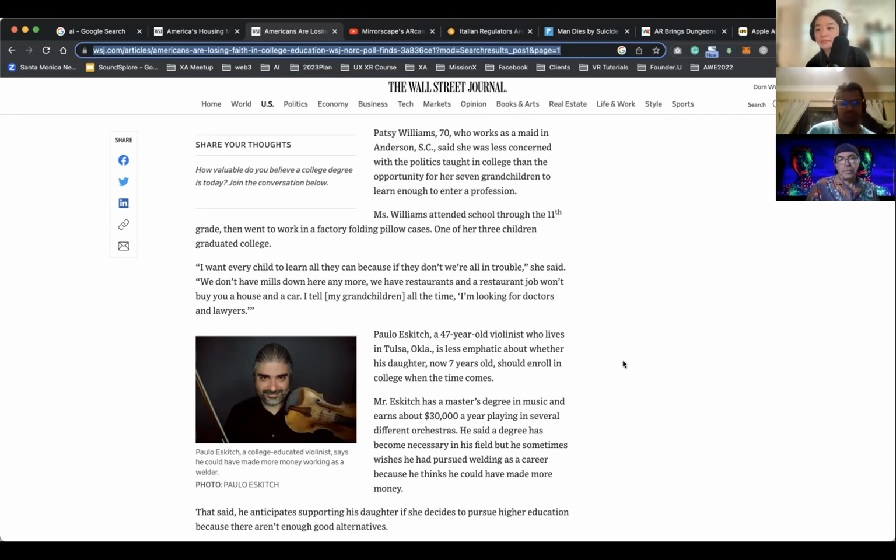So I think that's something that Congress needs to address. I think that's something that the government needs to address. Why is education so expensive when it could be so inexpensive? I think that's a major issue.